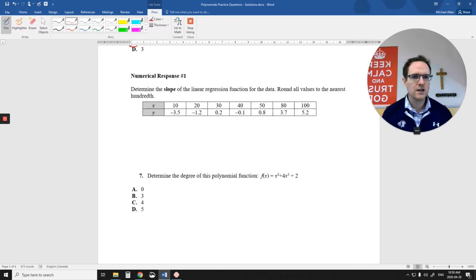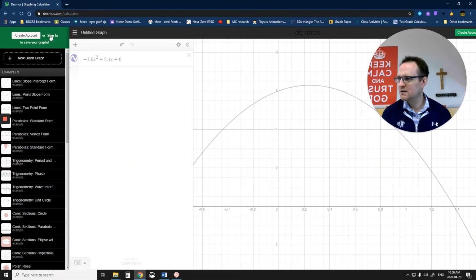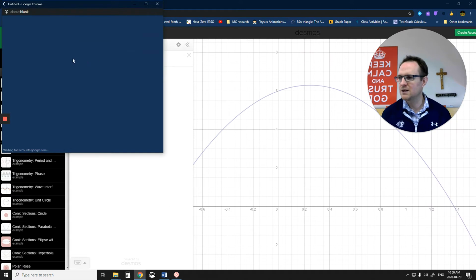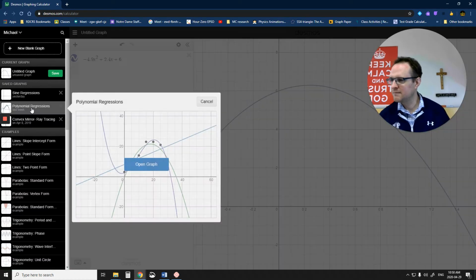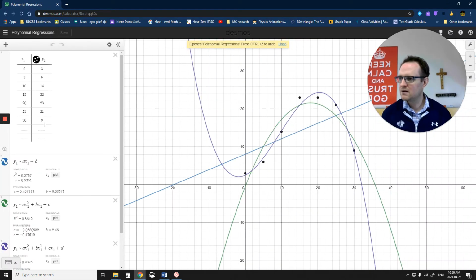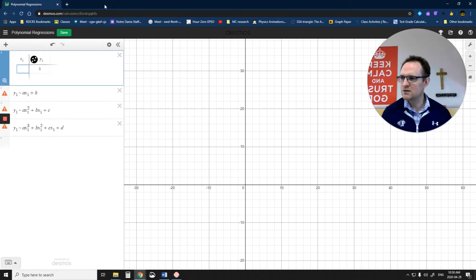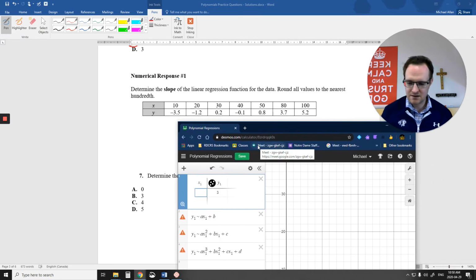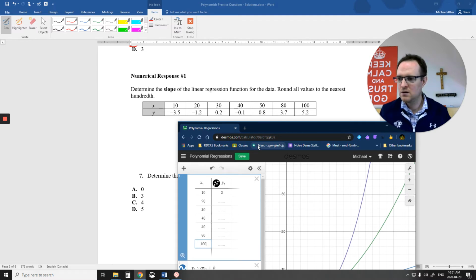Determine the slope of this regression. Okay, so I am going to pull up my graphing calculator here. I have to sign in, but you just go to the link that I gave you to find that regression. So polynomial regressions here. Looking pretty good. I'm going to open that up. I'm just going to get rid of all of this. Maybe you could turn off these regressions. Do you want to pick the best ones, right? So you want the one with the r squared value that is closest to 1.